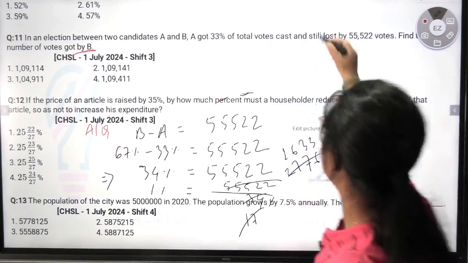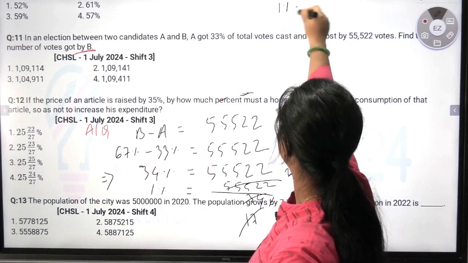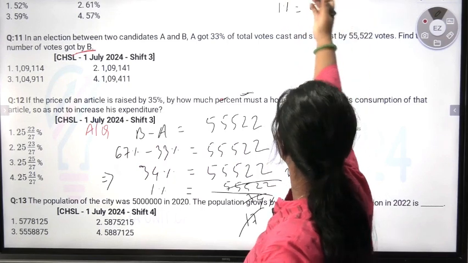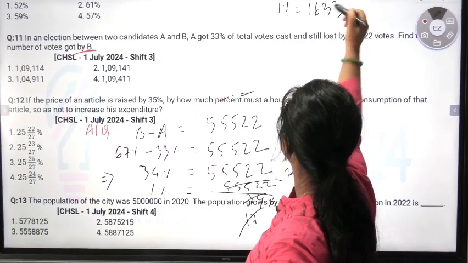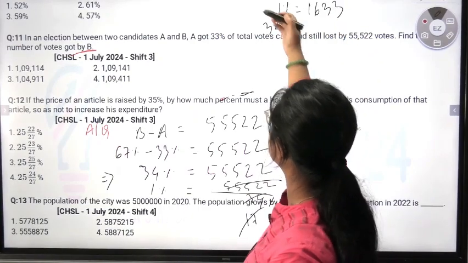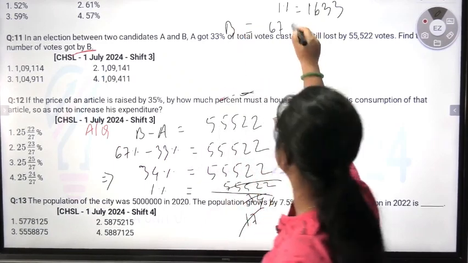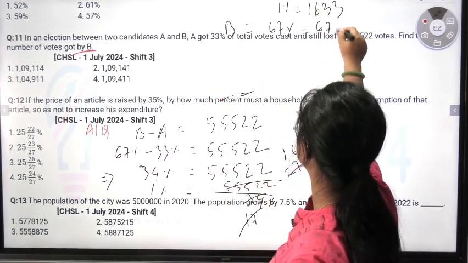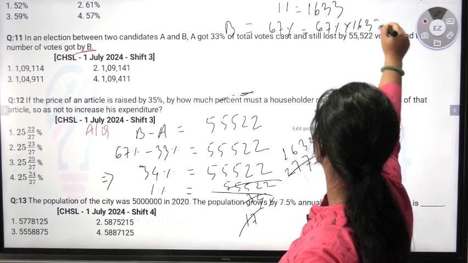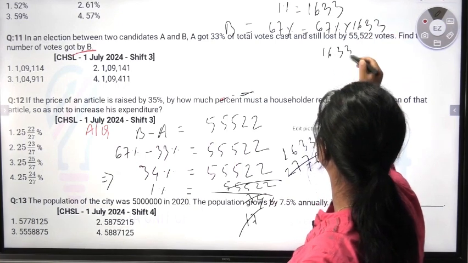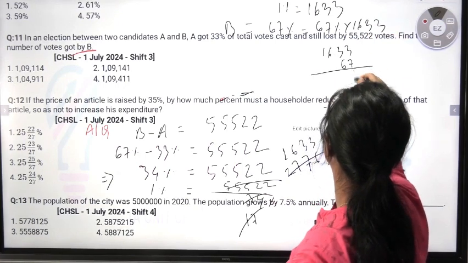Okay, fine. So 1% value is 1633, then 34%, no, not 34%, 67%, because B got 67% of the vote. So 67% into 1633. So if I do the calculation, 1633 and 67.